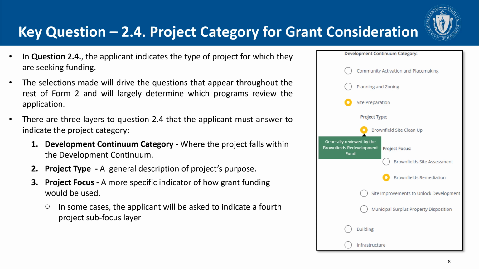This question should be familiar to those of you that applied in the last round. While some of the options have changed, the general structure of the question remains the same. Applicants will be required to select a development continuum category, and then a subsequent project type and project focus that best fit the project being proposed.